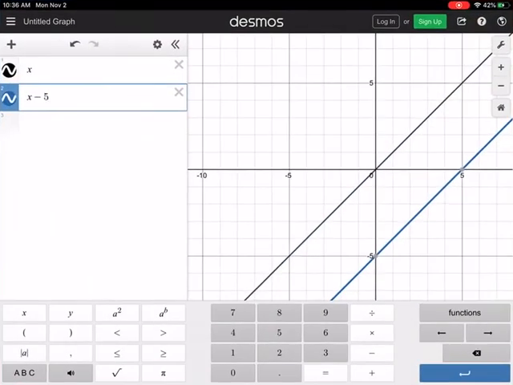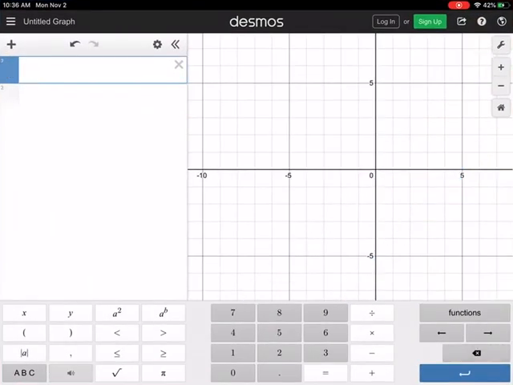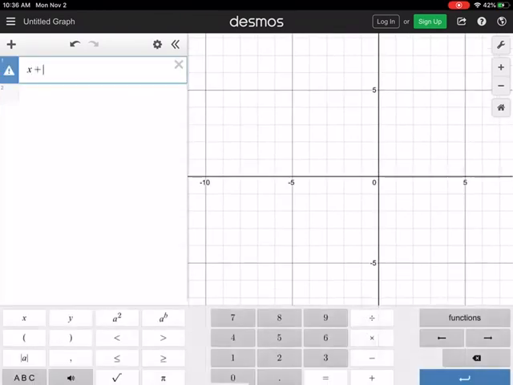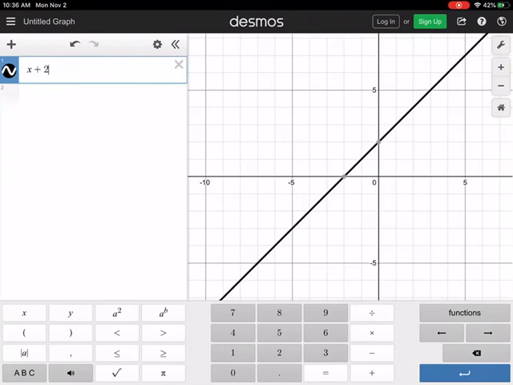So we have x plus 2. And where does that line go through? It goes through 2.